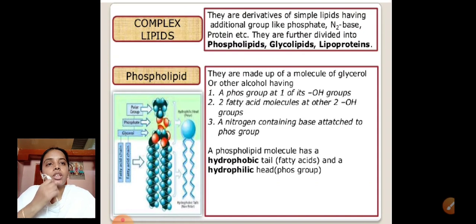Complex lipids. These are derivatives of simple lipids having additional groups like phosphates, nitrogen bases and protein. They are further divided into phospholipids, glycolipids and lipoproteins. The first one, in the diagrammatic representation, we can observe the structure of phospholipids, which consist of a head and tail region. The head shows a polar property, that is, it is hydrophilic in nature, whereas the tail is hydrophobic in nature. They are present in the cell membrane in the form of a phospholipid bilayer.